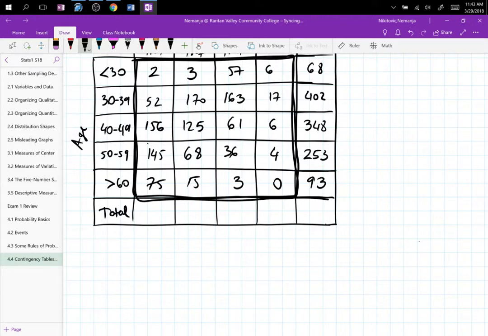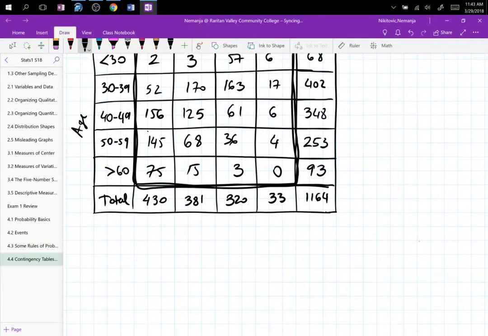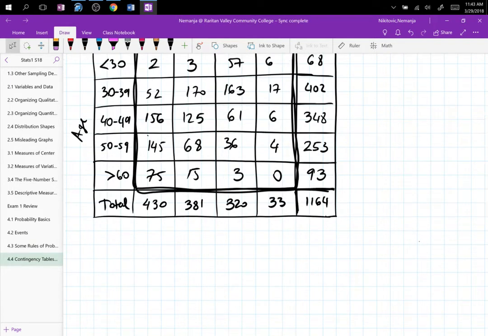The totals in the last row, sorry, so totals of each column, are 430, 381, 320, 33, and the total amount of all professors together is 1,164. So that's the grand total cell.